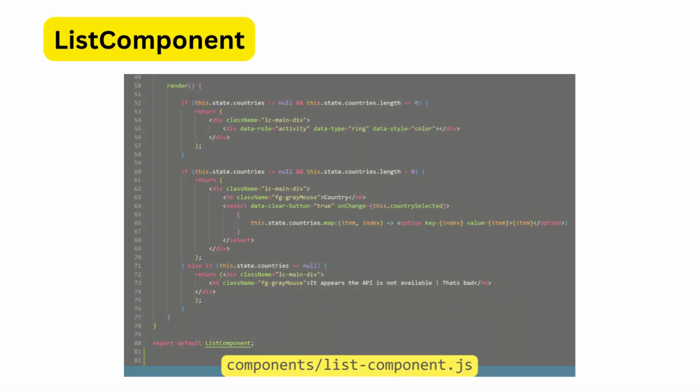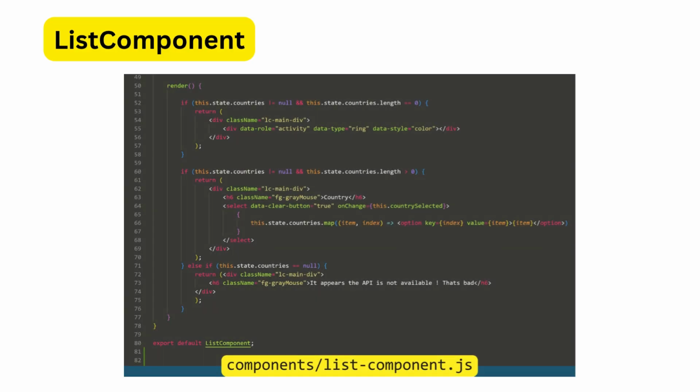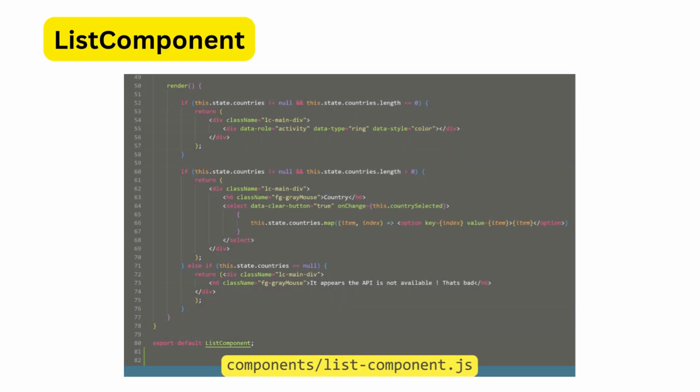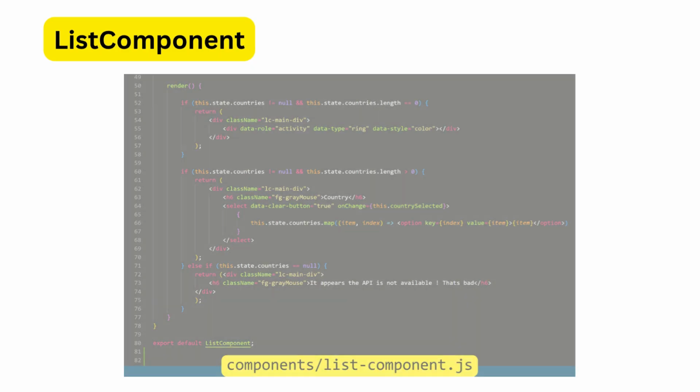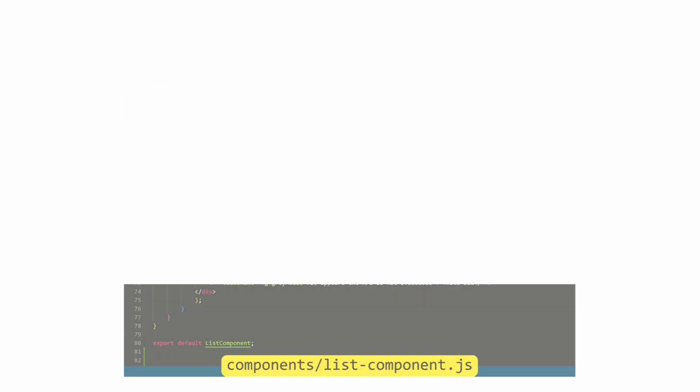Finally, we check if the countries is null or not. If you look at the fetch list items method, you will see that upon error, we set the countries to null. So we now check that if the countries are null, there was some issue in calling the external service. In this case, we just display a simple user-friendly error message.